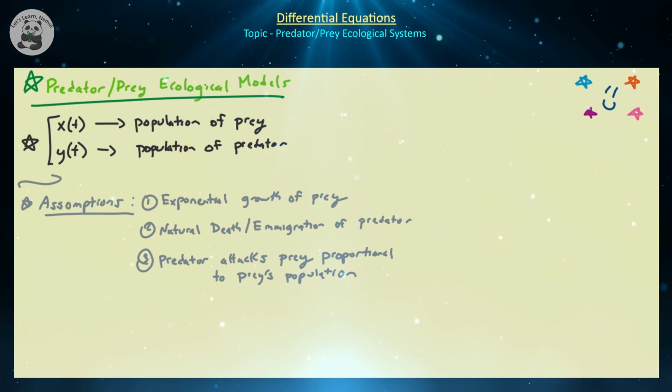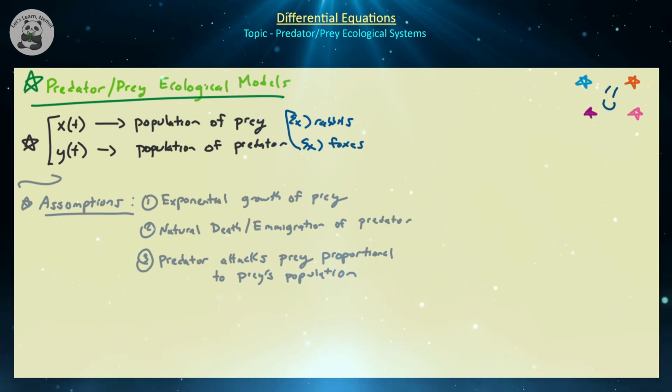So we're going to be starting with a basic predator-prey model with one predator and one prey. For the sake of descriptions and conversations, let's define our prey to be, say, rabbits, and let's define our predator to be foxes. This is the classical predator-prey model, so rabbits versus foxes. We're going to be working under a couple basic assumptions here. We're going to be assuming that the growth of our prey, in this case rabbits, follows an exponential pattern.